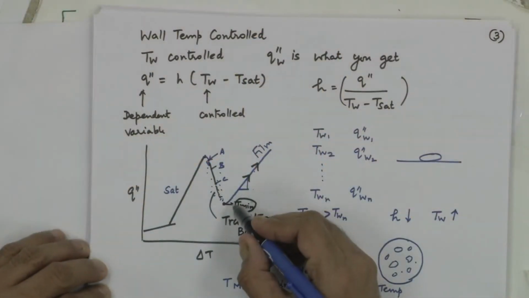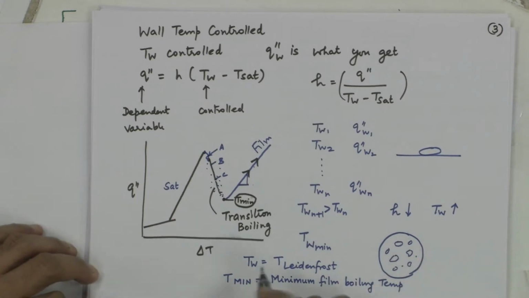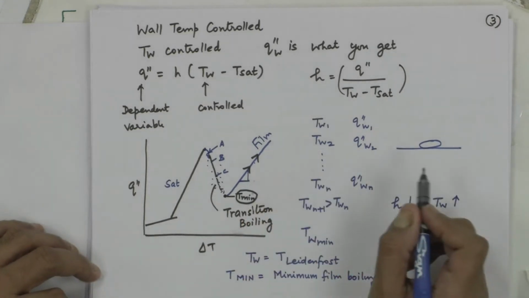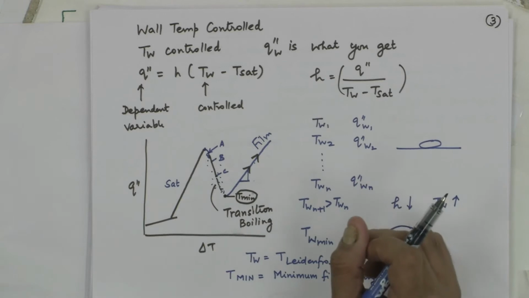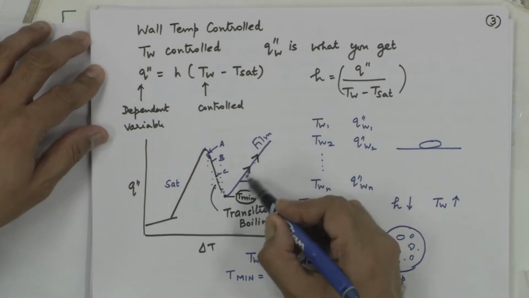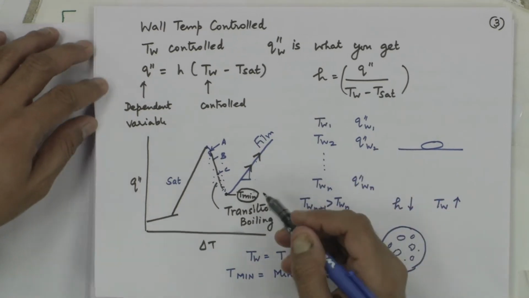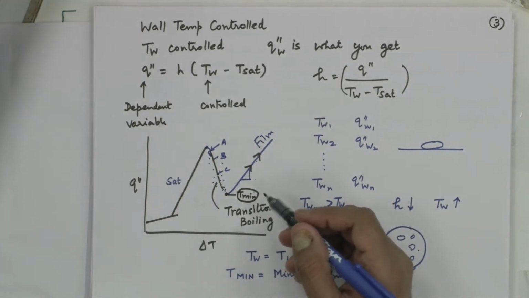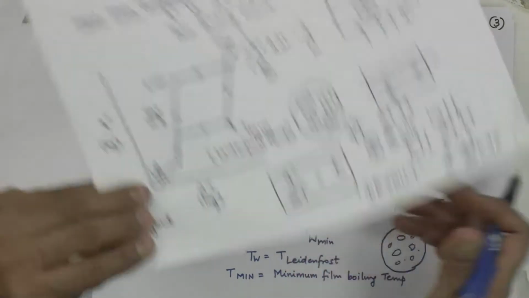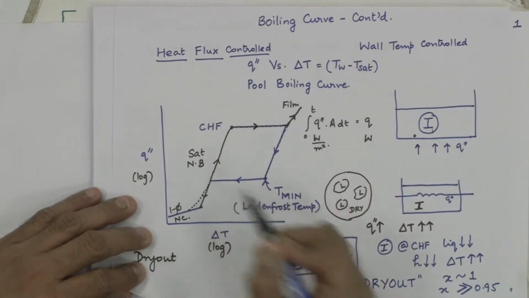Now, we will just go back to the wall temperature control case. When the wall temperature is increased beyond this point of minimum film boiling temperature, you would go to what is called film boiling. I will explain the characteristics of film boiling in a little bit. So, I continue to increase the wall temperature, I would go in this manner. If I decrease the wall temperature, as we did in this case where I decrease the heat flux, I came along this path and then went here.